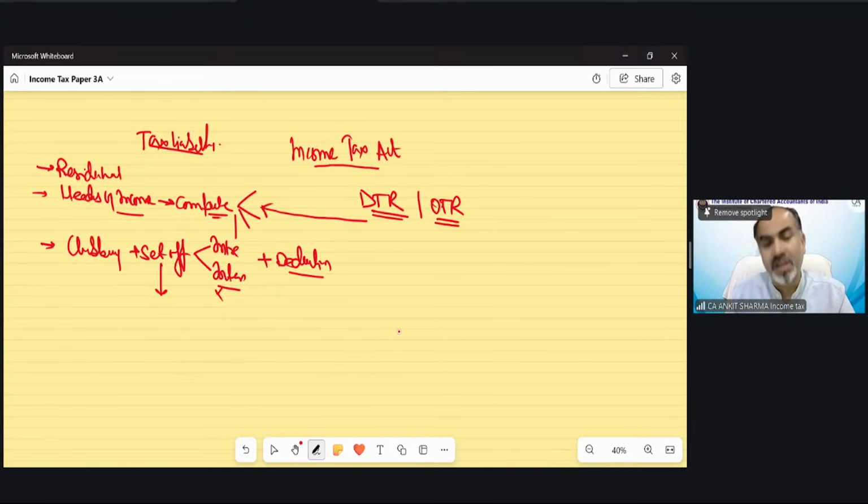Then we come to deduction. Almost all deductions are allowed under the optional tax regime. Generally, only 3 deductions are allowed under the default tax regime. So can any one of you explain in short or name those 3 deductions which we can claim under the default tax regime?